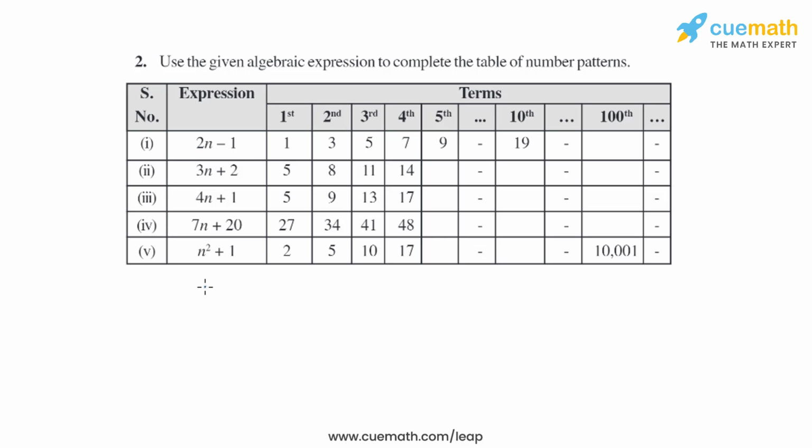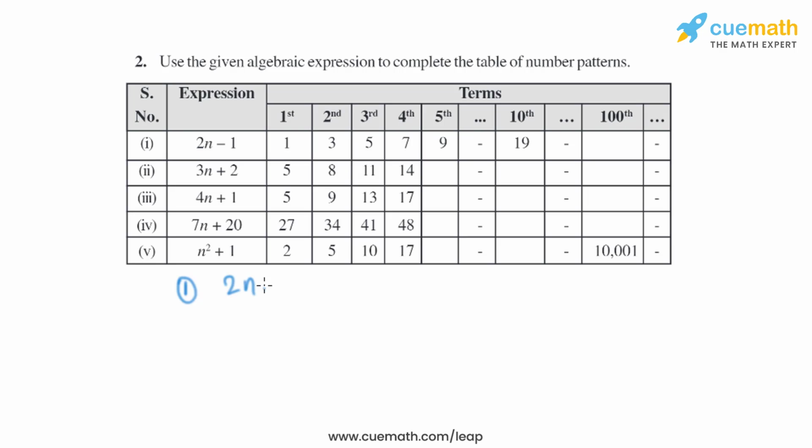Question 2 of this exercise says, use the given algebraic expression to complete the table of number patterns. So in this question, algebraic expressions are given and we have to find the value of 5th, 10th and 100th term. So let's begin with the first expression that is given.